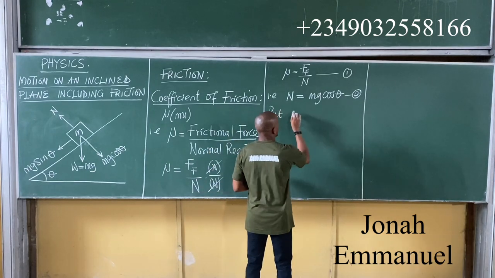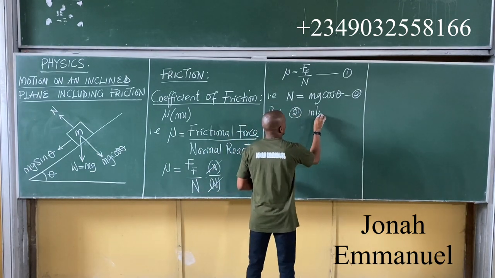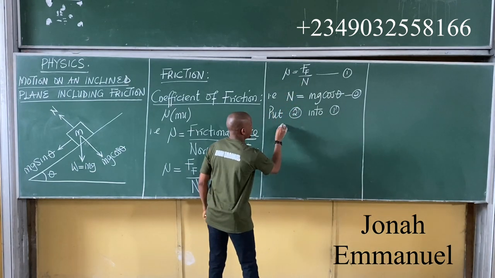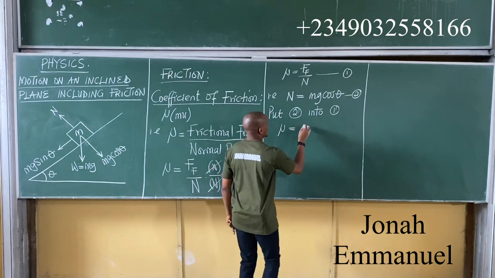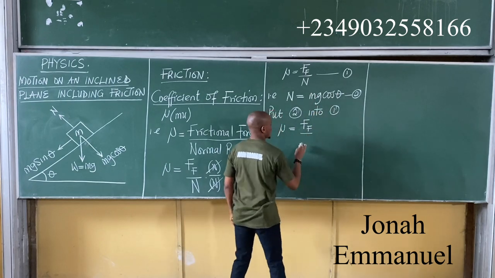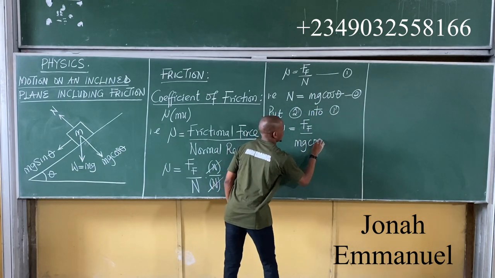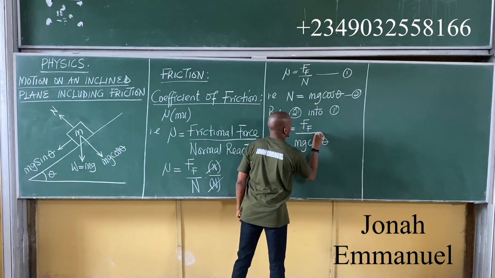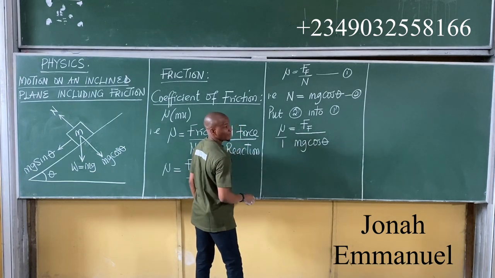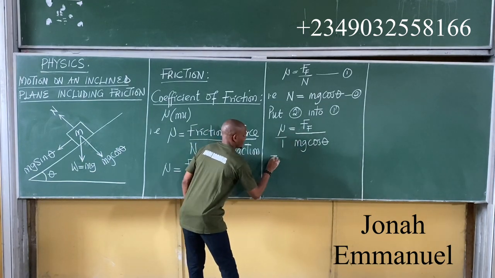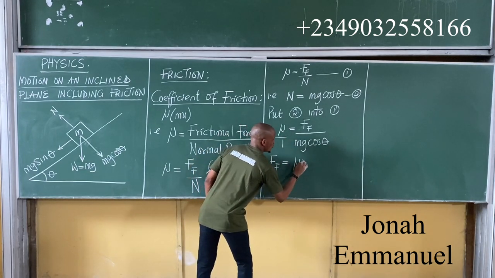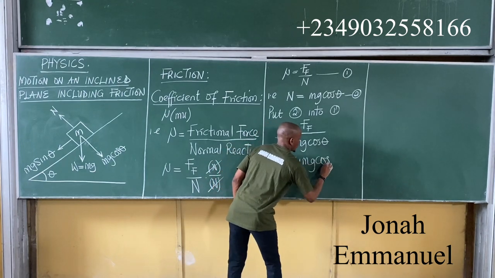If I put equation 2 into equation 1, I will have that the coefficient of friction mu is equal to frictional force all over mg cos theta. On cross multiplying, I have that frictional force times 1, which is frictional force, is equal to mu mg cos theta.